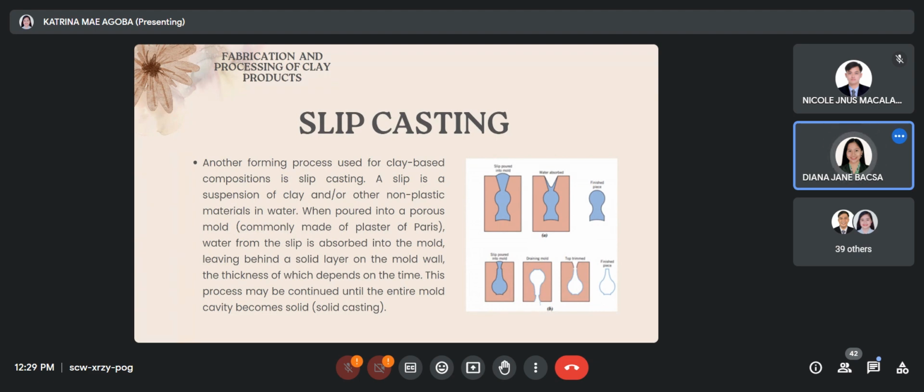Second is slip casting. Another forming process used for clay-based compositions is slip casting. So, slip casting, also known as liquid casting, is a widely used forming process for shaping clay-based compositions, particularly for creating intricate and delicate ceramic objects.